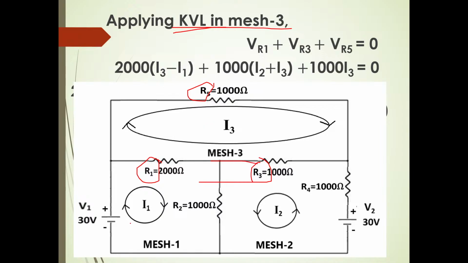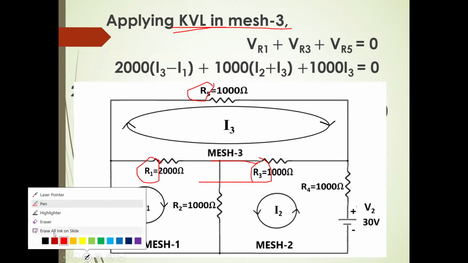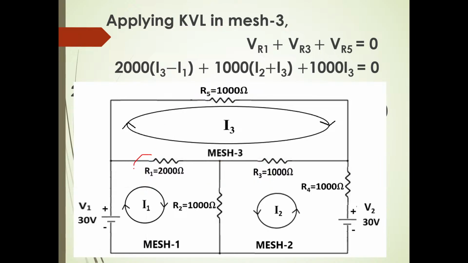Therefore, voltage drop across R1 plus voltage drop across R3 plus voltage drop across R5 is equal to what? 0. So VR1 plus VR3 plus VR5 is equal to 0. There is no voltage source in this loop. Therefore, the algebraic sum of voltage drops in a closed path must be equal to 0.